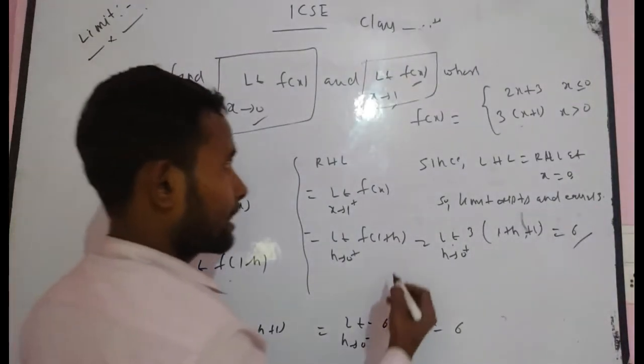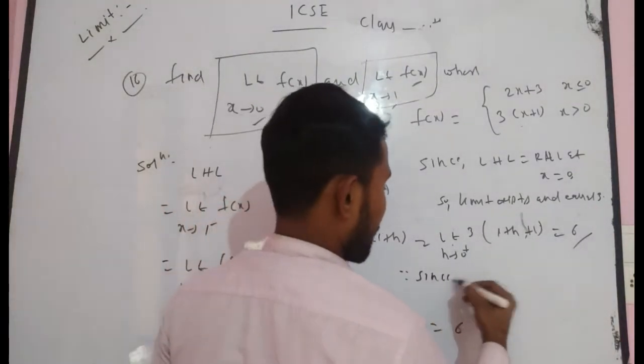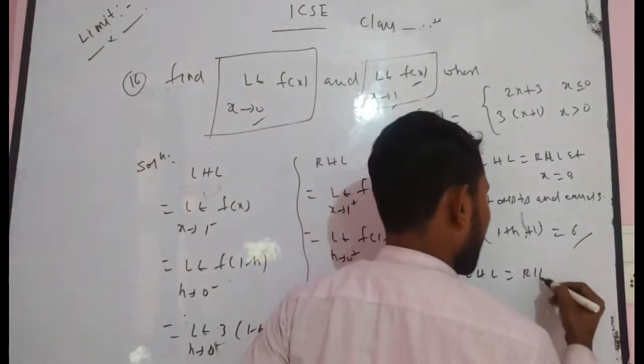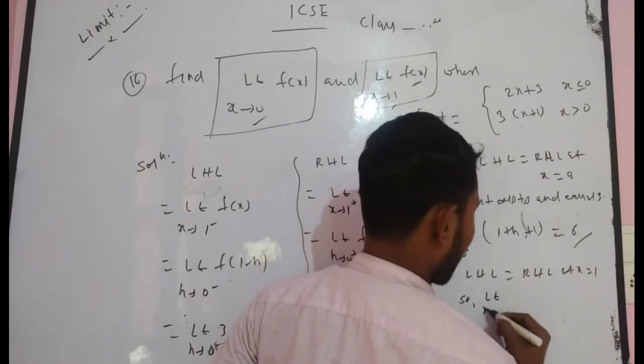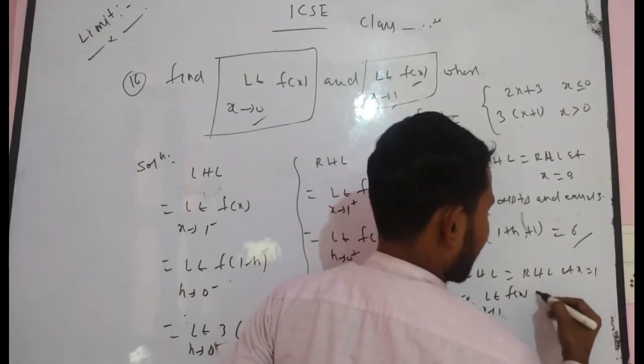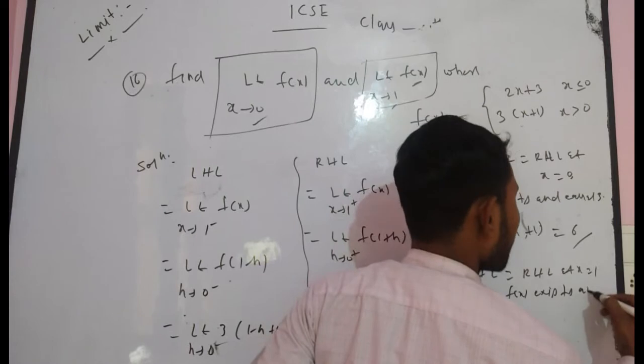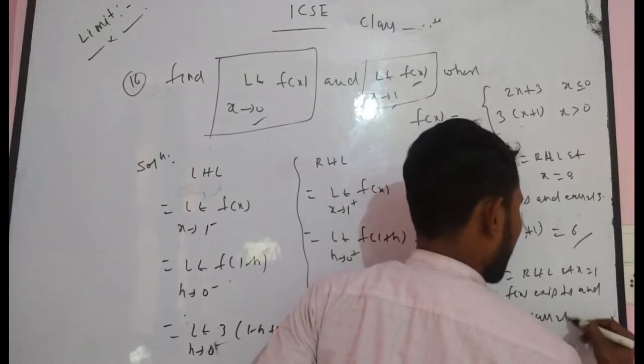Now we have to write: since LHL is equal to RHL at x equal to 1, the limit as x tends to 1 of f(x) exists and is equal to 6.